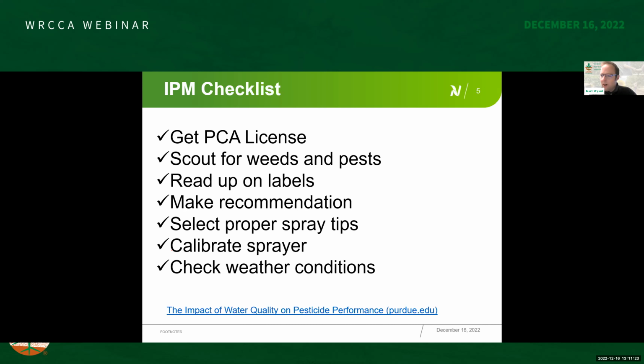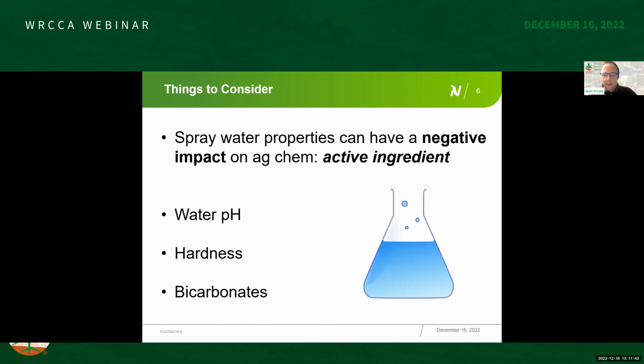But the one thing we don't often do, and hopefully I can convince you to do it by the end of my little talk, is to check the spray water quality. The stuff we're mixing all that expensive ag chem into, all that water, have we checked the chemical makeup of that water, and what can we do about it to fix it? And so that'll be the topic of my presentation.